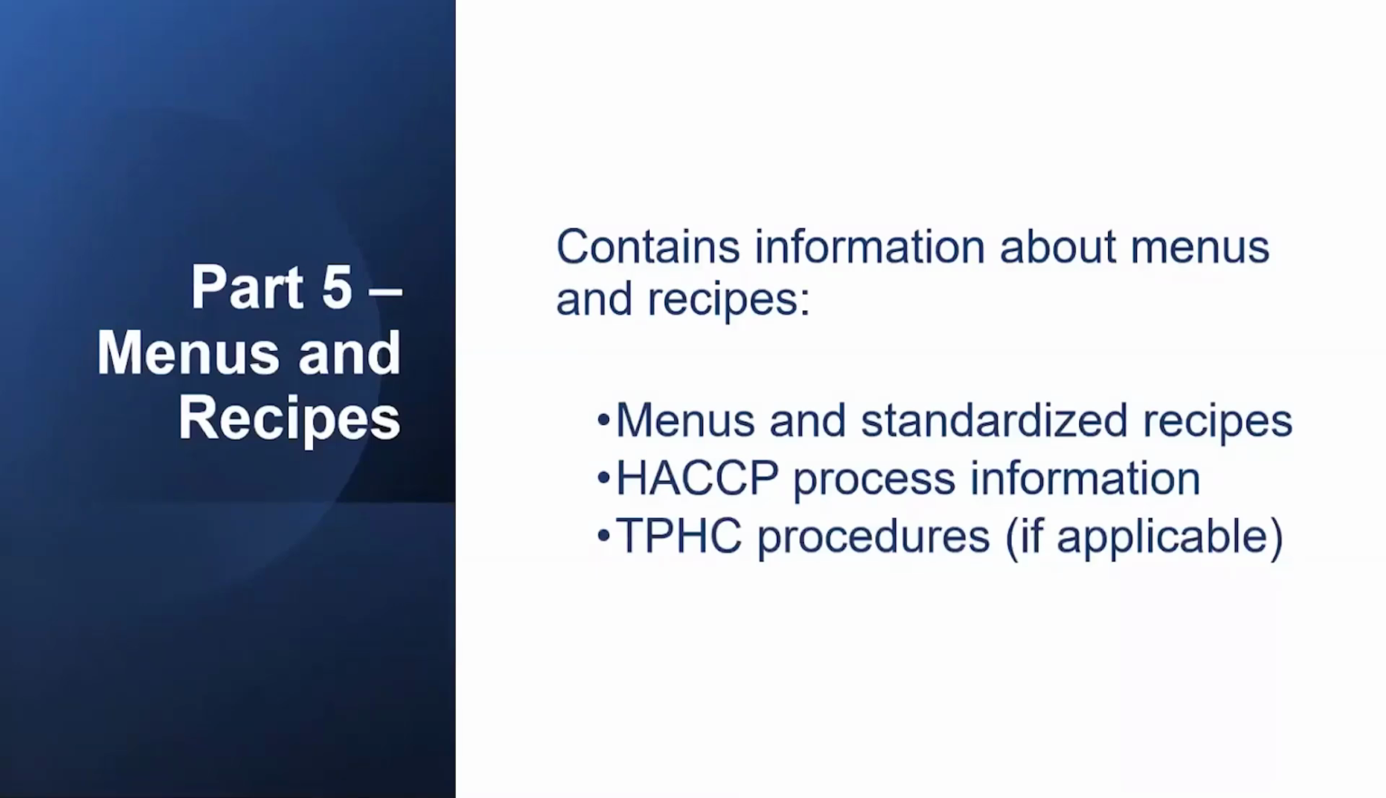So we will review the following areas of Part 5: menus and standardized recipes, HACCP process information, and TPHC procedures. It is critical that you work with your caterer, food service management company, or other food vendor to make sure that standardized recipes are written and contain the required food safety information. This information includes HACCP process information, as well as critical control points and critical limits.